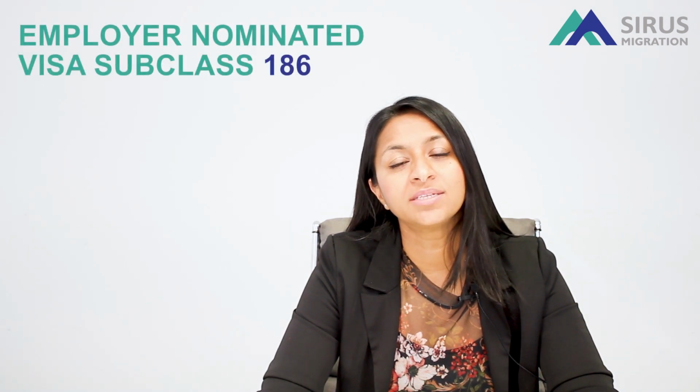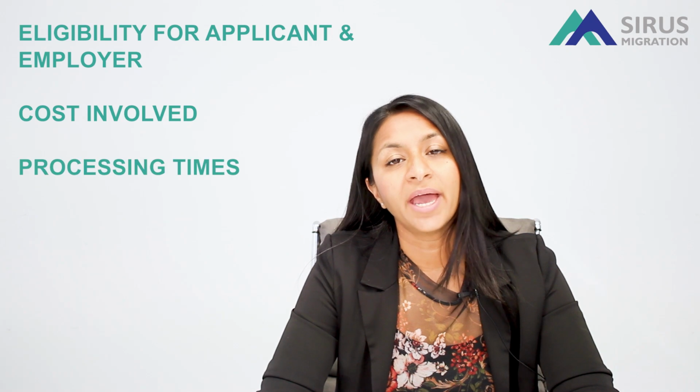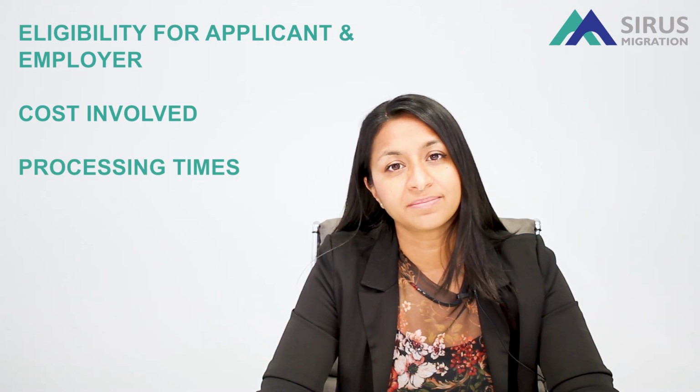In today's video, I'm going to talk about subclass 186 Employer Nominated Permanent Visa. This visa has three streams: Labour Agreement Stream, TRT Stream and Direct Entry. Today my focus is going to be on Direct Entry Stream. I'm going to explain each step-by-step process involved, eligibility criteria for an employer and the employee or the nominated applicant, costs involved, and the current processing times.